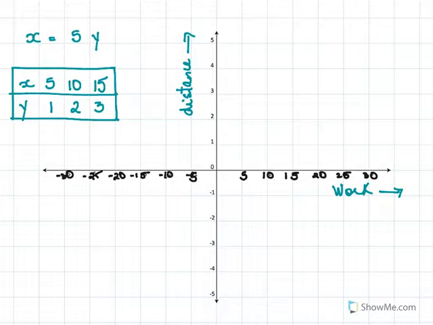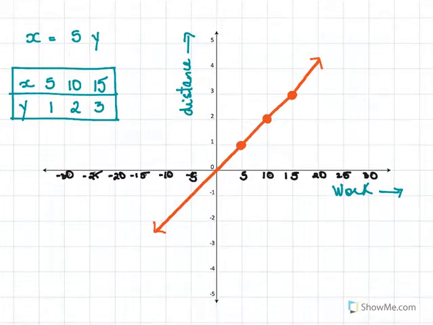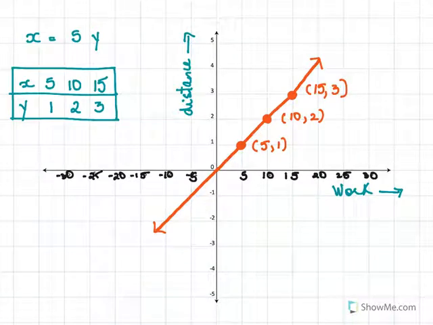Let's go ahead and plot these points. So first point is x5 y1, so x5 y1 will be out here, x10 y2 will be here, x15 y3 here, and then we join the points. So this is our line. Let's write the points out. This point was 5, 1. This point was 10, 2. And this point was 15, 3.